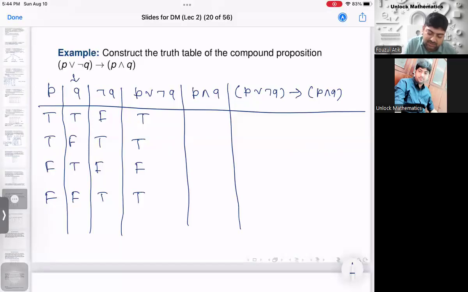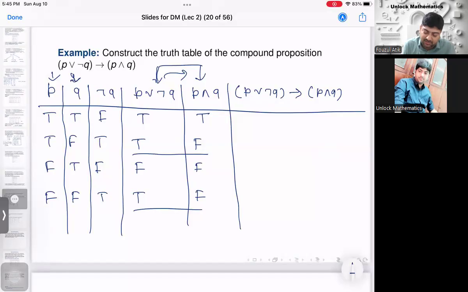Then P and Q, I have to check these two columns. P and Q is true only in the first case, all other cases are false, because the AND operator is true whenever both of them are true, otherwise it is false. Then I have the implication, so P or not Q will imply P and Q. What do you know about it? P implies Q will be false only if the first one is true and the second one is false. There are two such cases, T and F, T and F. So T implies false, T implies false. These two cases should be false, and in all other cases it is true. So this is the final truth table. We have constructed the truth table of this big compound proposition.